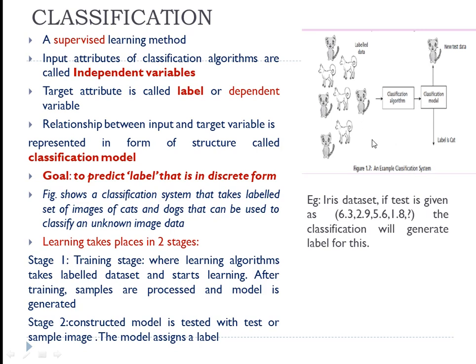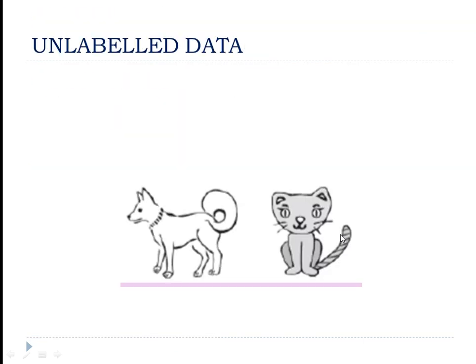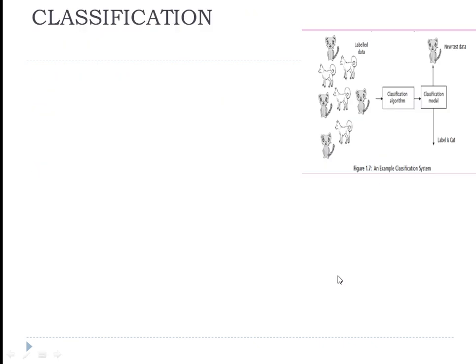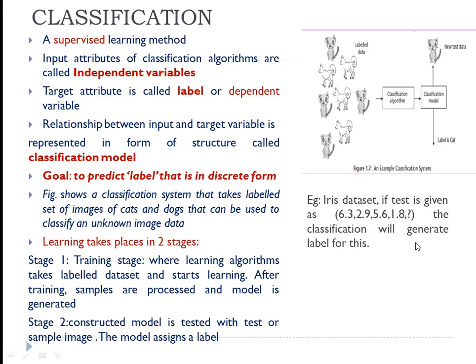So in this figure, what you can see is, after the training has been done and the model has been generated, suppose I give test data. I've given the values 6.3, 2.9, 5.6, 1.8. These values are nothing but the length of the petal, width of the petal, length of the sepal and width of the sepal. Now based upon these values, the fifth value, which is the label, would be generated. So the classification algorithm will generate a label. Either it will say that it belongs to Setosa, Virginica, or the third one, Versicolor. So that's the classification algorithm.